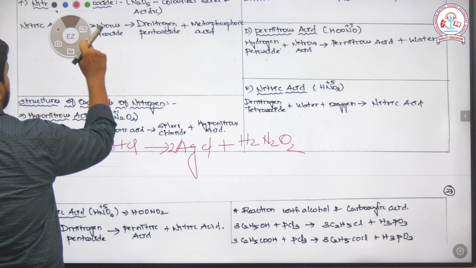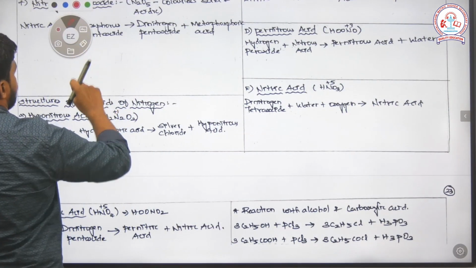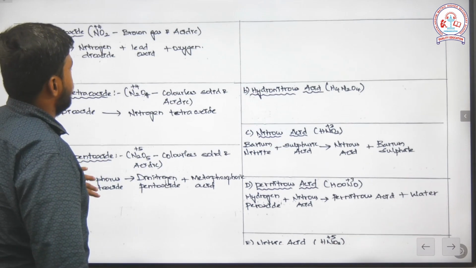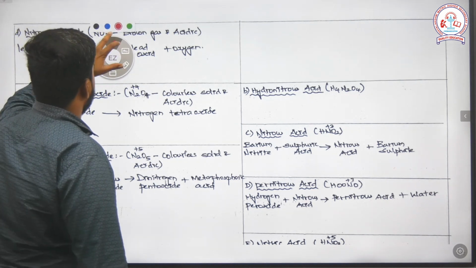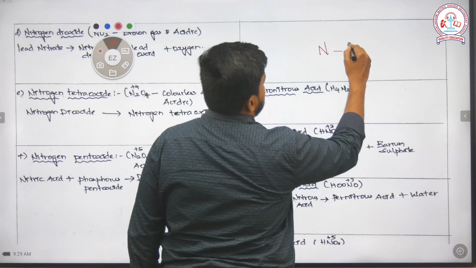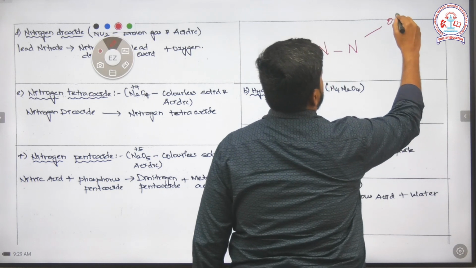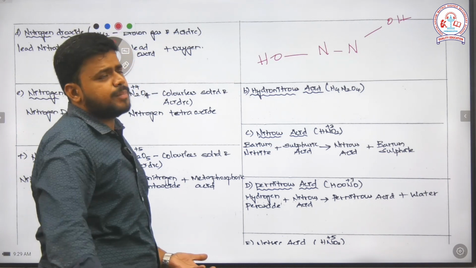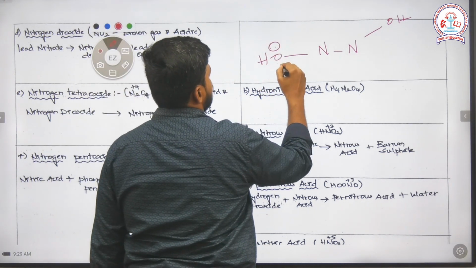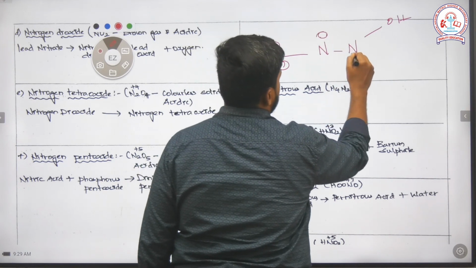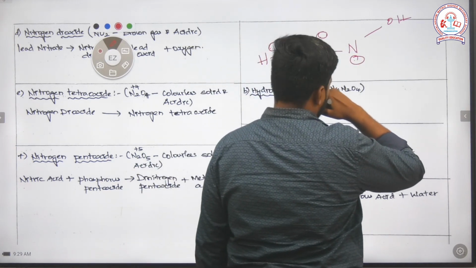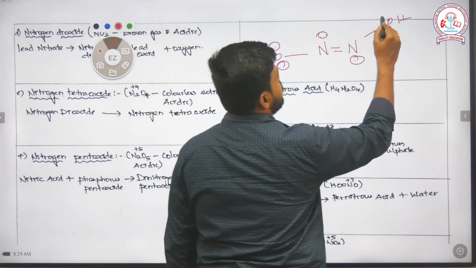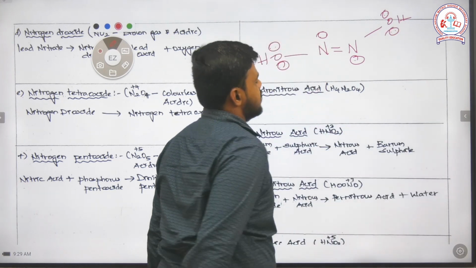Next one, the structure. I hope you are all aware of the Lewis dot structure. So the skeleton you need to know. So this is the structure of H2N2O2, after which you need to place the lone pairs of electrons: over oxygen, 2 lone pairs, over nitrogen, a lone pair. Keeping in mind the Lewis dot structure, you can plot it.